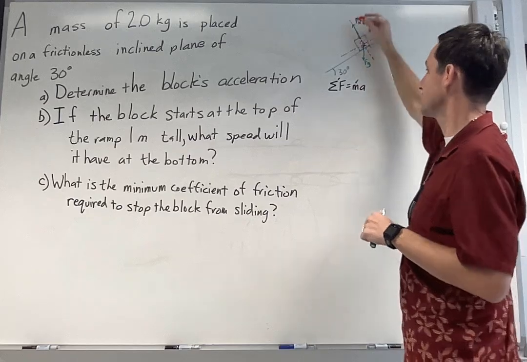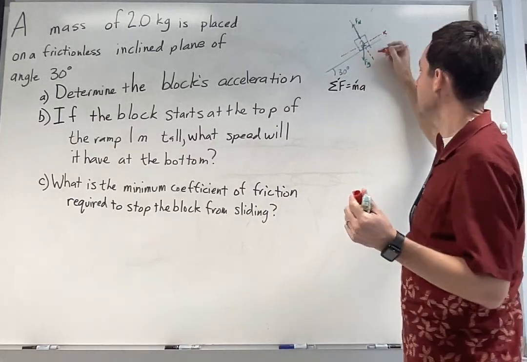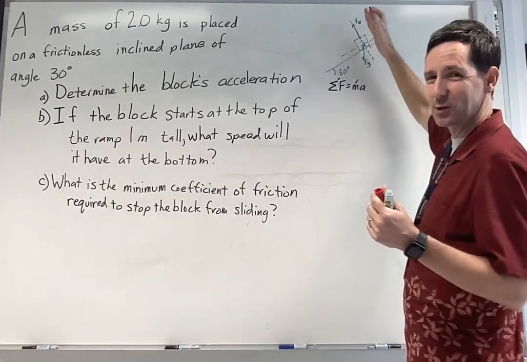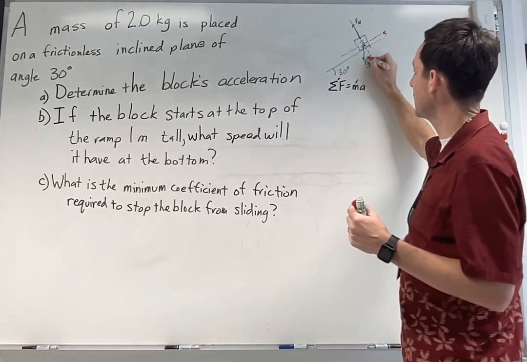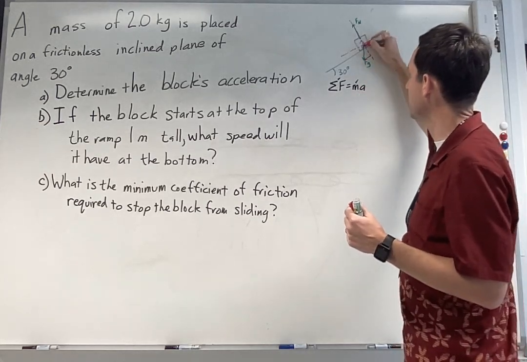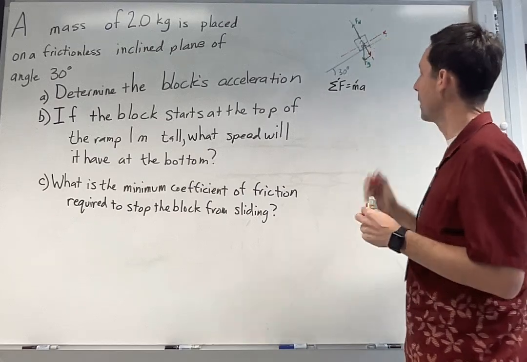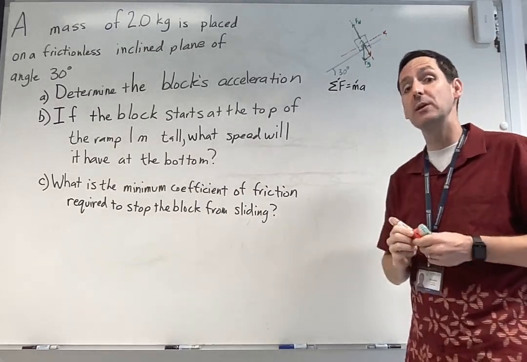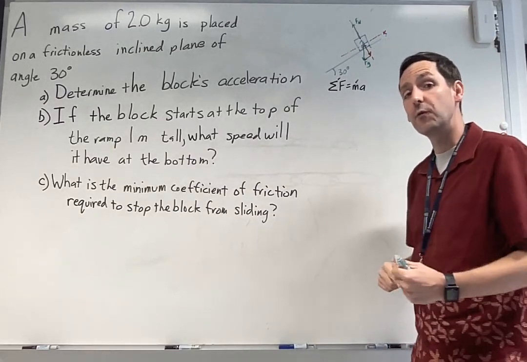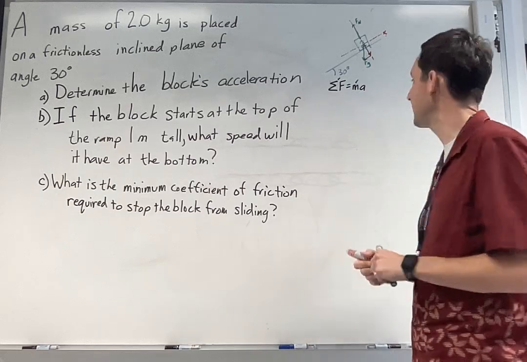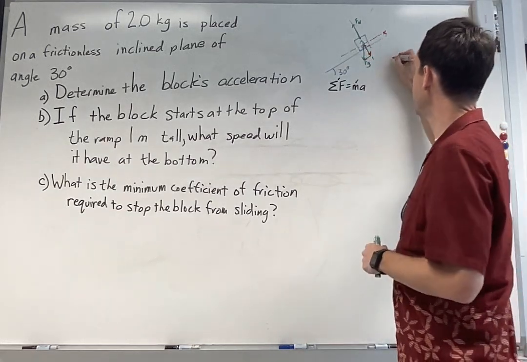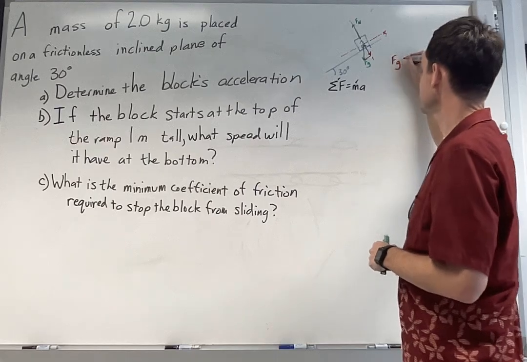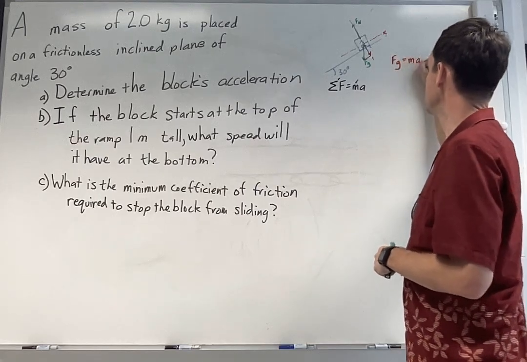Now, if the y-axis is perpendicular to the slope, then that means that the normal force is going to be 100% perpendicular. The force of gravity is going to have a horizontal component and a vertical component, and that's actually going to be really, really important as I go forward. So my next step here, I can get the force of gravity, right? I know that the force of gravity is equal to mg.